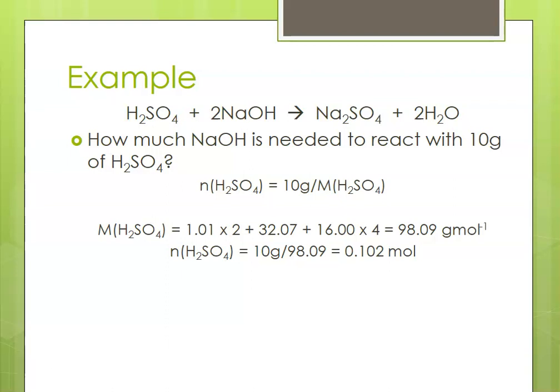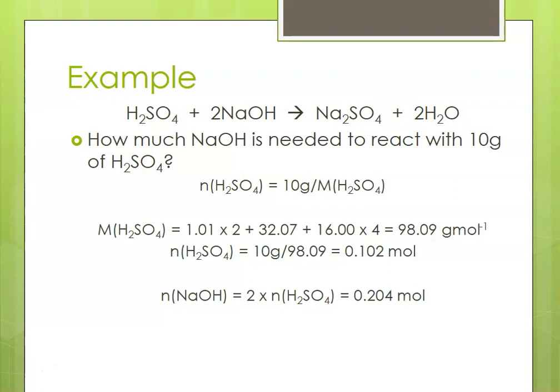Now we can look at our equation. So for every mole of sulfuric acid, we need 2 times as many moles of sodium hydroxide. So the moles of sodium hydroxide is 2 times the number of moles of sulfuric acid. So we're going to have 0.204 moles of sodium hydroxide. So see that ratio? Sulfuric acid is half of sodium hydroxide. Sodium hydroxide is double sulfuric acid. And we've got that 0.102 of sulfuric acid and 0.204 of sodium hydroxide.